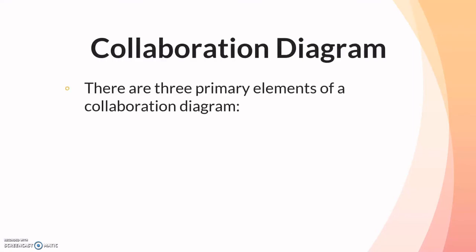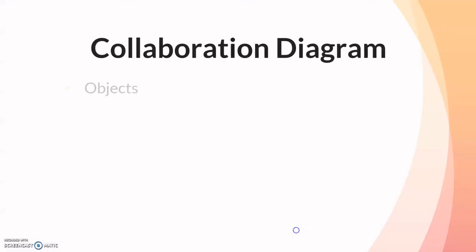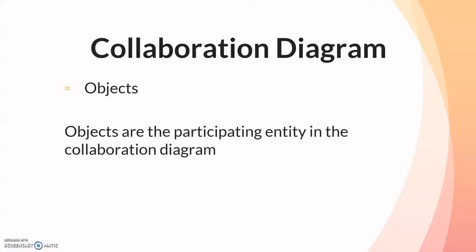Then there are three primary elements of a collaboration diagram. The first elements are the objects, links, and messages. Let's see what all these elements are. Now, objects, we all know, are the participating entities in the collaboration diagram. Now, let's see what links are.